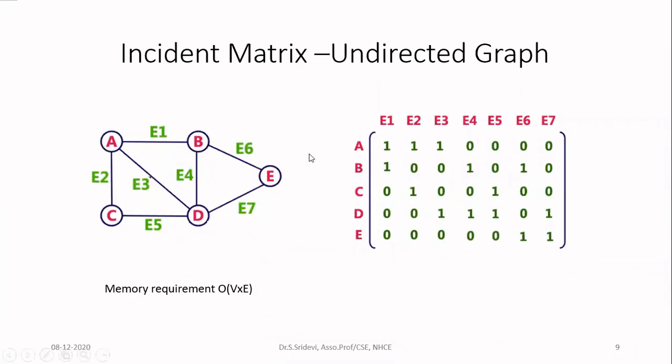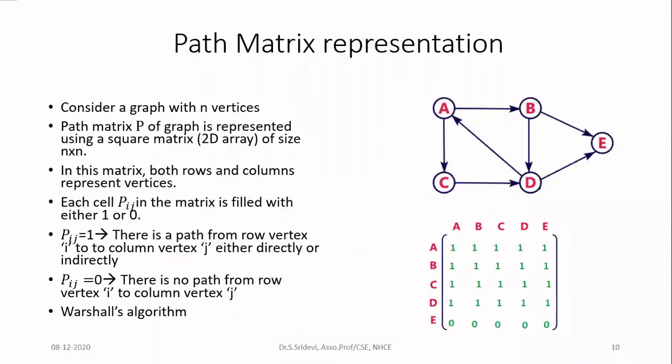Now we have seen two different types of representation. Let us focus on the last one in the sequential representation, that is the path matrix representation. This path matrix will tell you whether you have a path between two different vertices. Whereas in case of the adjacency matrix, if they are neighbors, you will write 1. In case of the incidence matrix, if an edge is connected to a vertex, you write some value. In case of the path matrix, it will tell you whether you have a path from one node to another node.